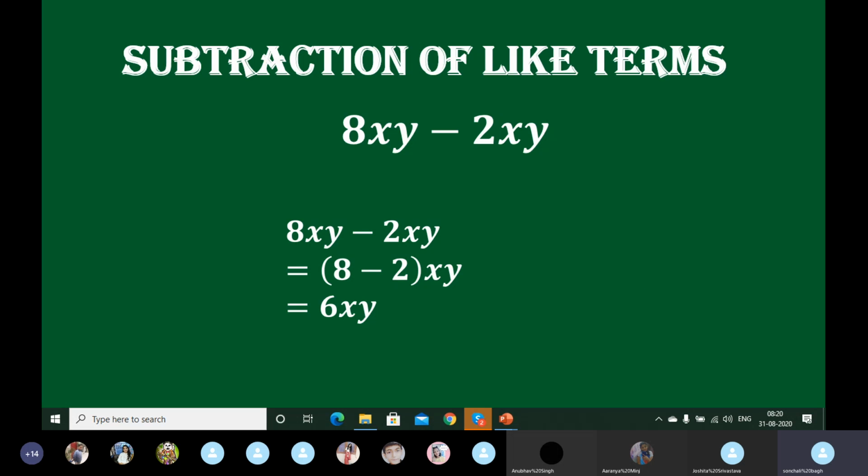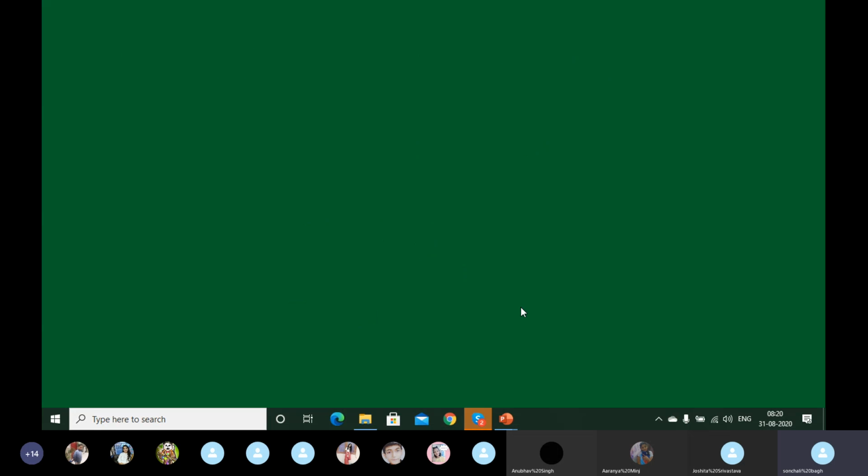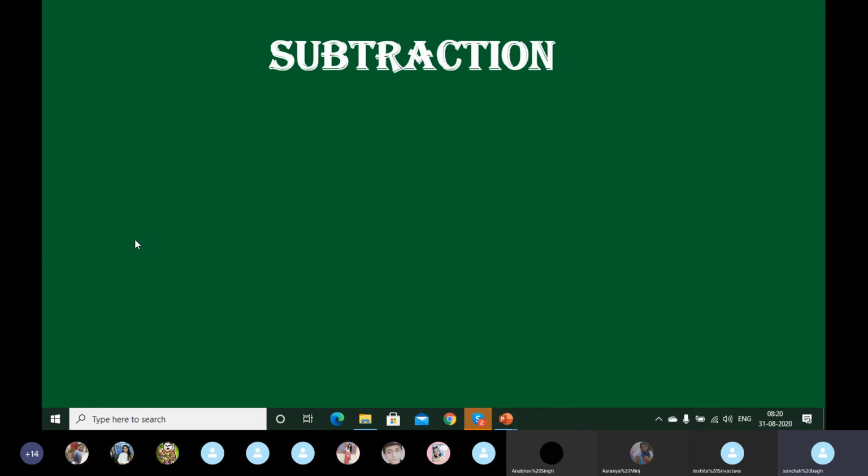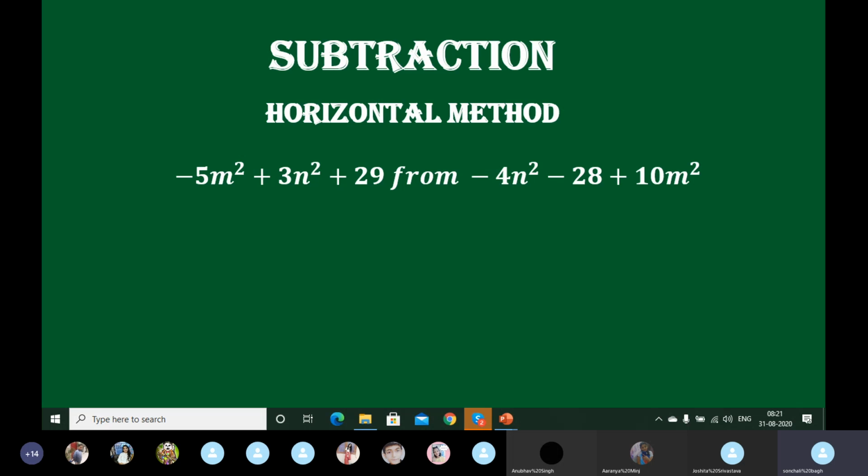Understood the concept behind subtraction? Yes, ma'am. So let's try it for a horizontal method. Again, subtraction can be solved in two methods, horizontal and column. It's totally up to you, whichever method you apply. Horizontal. Let's take a question. Here I have taken 5m square plus 3n square plus 29 from minus 4n square minus 28 plus 10m square. Can anyone tell me what will be my first expression?